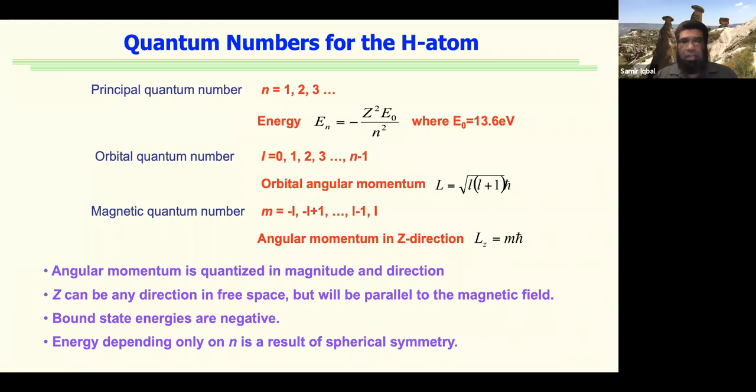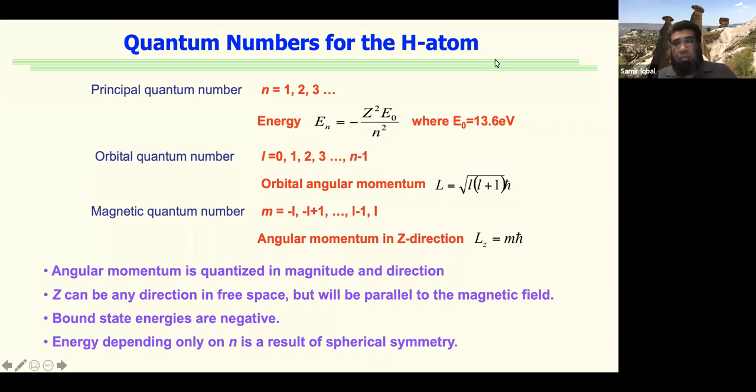For z, we say this can be in any direction, but it will always be parallel to the magnetic field. And then there are other requirements, like bound state energies are negative when they're bound. If they're not moving, we take their energies to be negative, because energy is calculated from the relationship minus Z squared E naught over n squared.